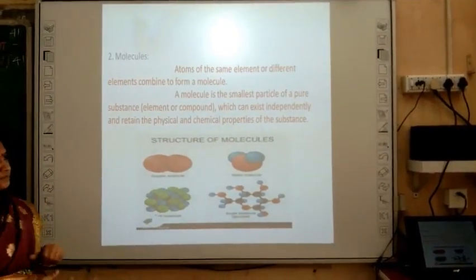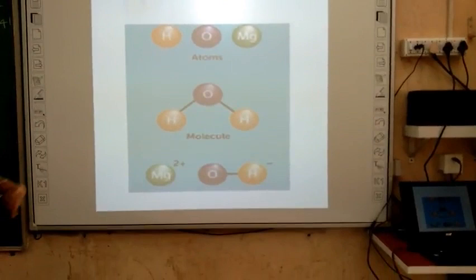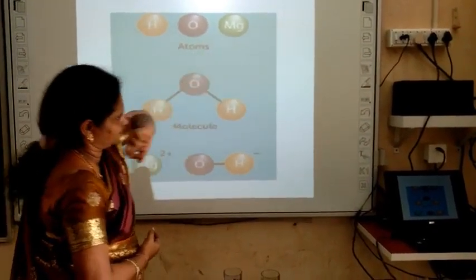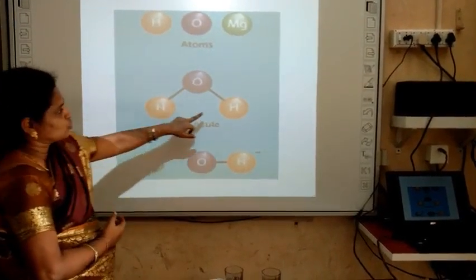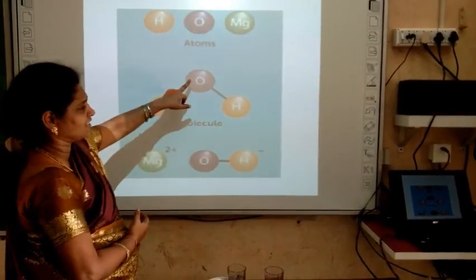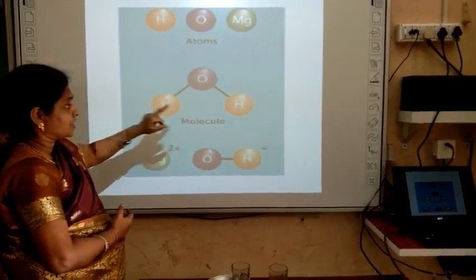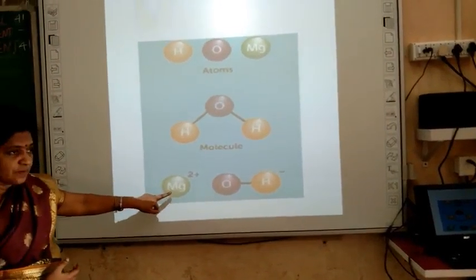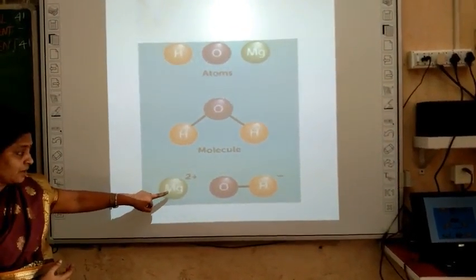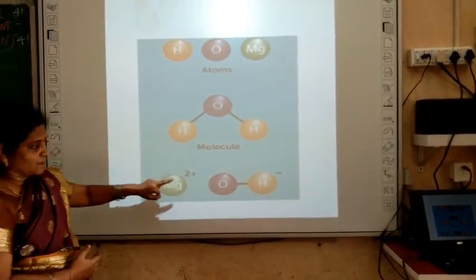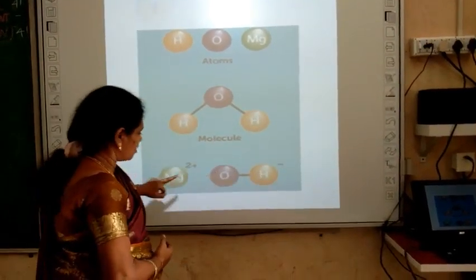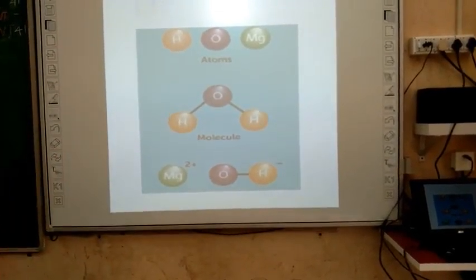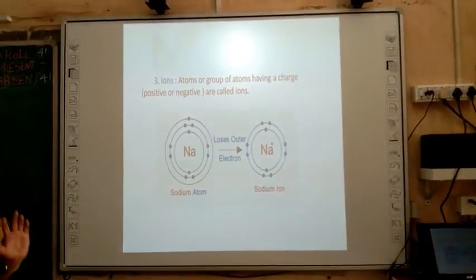You see this picture: hydrogen atom, oxygen atom, magnesium atom. Understand? Two atoms of hydrogen combined with oxygen form the water molecule. Next, Mg. Mg means what? Magnesium. Magnesium 2 plus ion combined with oxygen and hydrogen forms magnesium hydroxide. Next, ions.